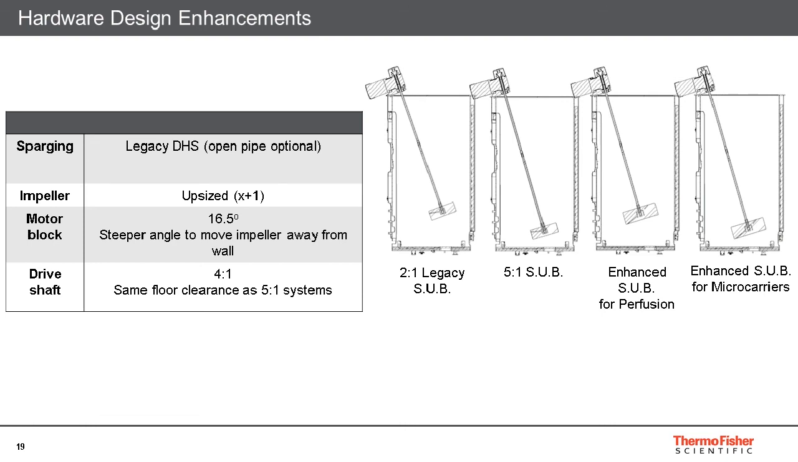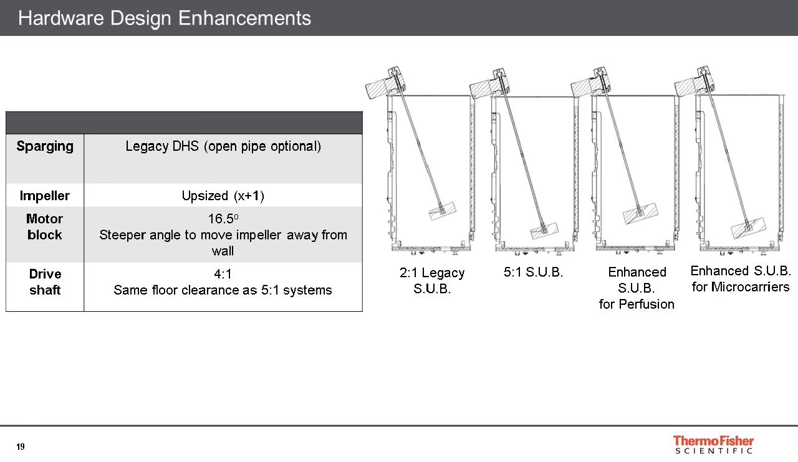So we started with the legacy 2:1 turn down ratio. When we moved to 5:1, we changed the motor block angle. We made it a steeper angle, so that the impeller was a bit further away from the walls of the bioreactor, and this helped us make sure that even with an upsized impeller, we would not be hitting the bottom or the sides of the vessel.